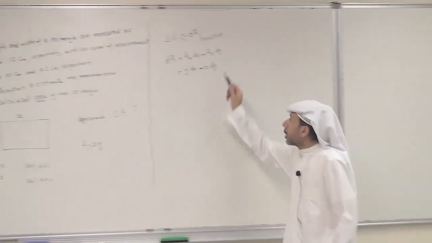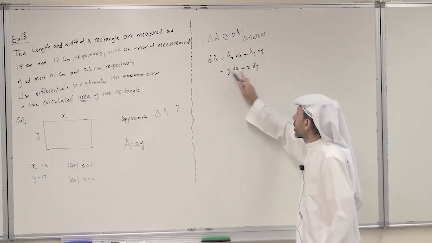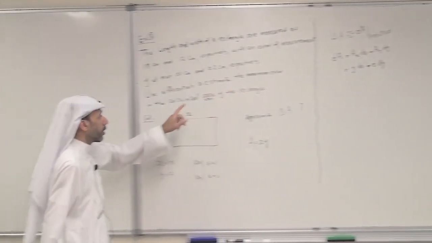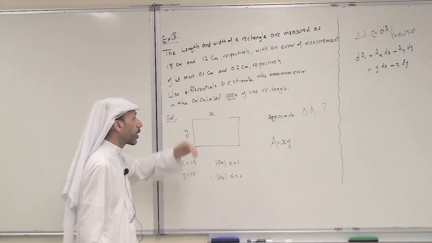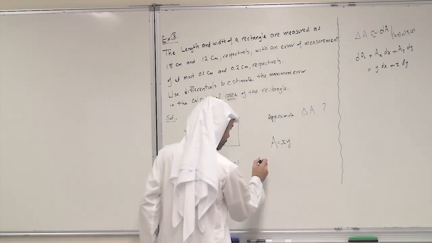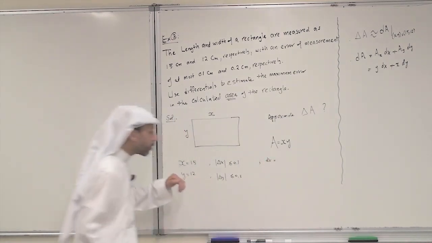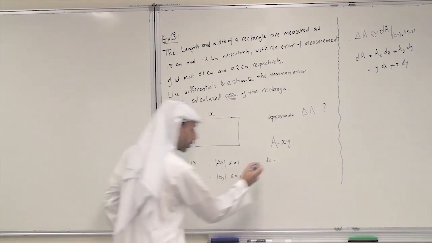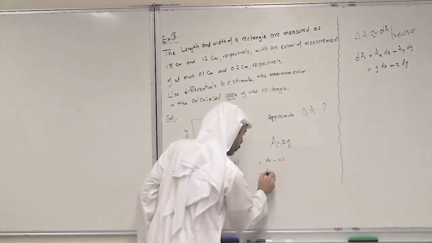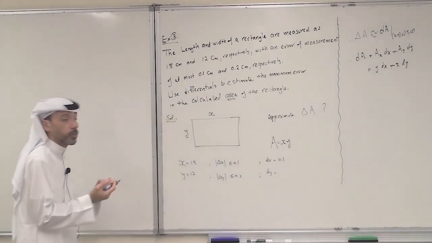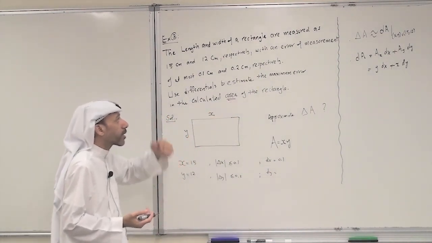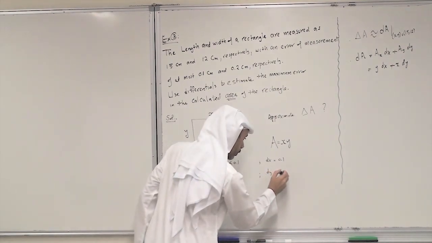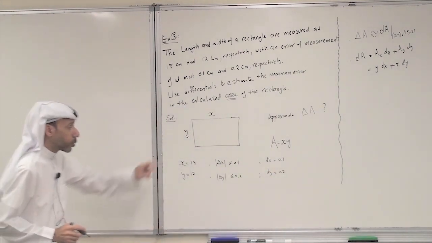Well, I know what x is and I know what y is. What remains is dx and dy. We need to find the maximum error in the calculated area. So for dx we take the maximum possible error in the measurement, which is 0.1. The same thing for dy. Since we want the maximum error possible in the calculated area, we take also the maximum possible error in measuring y, and this is 0.2. So dy is 0.2.